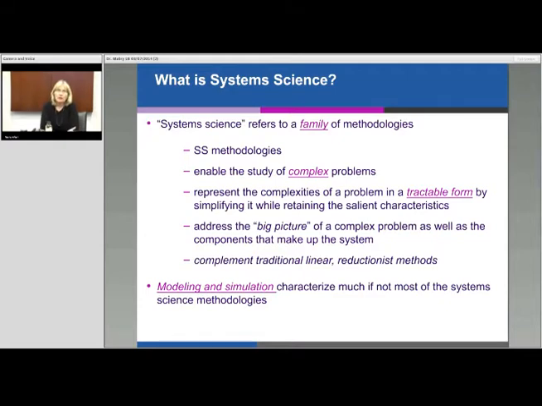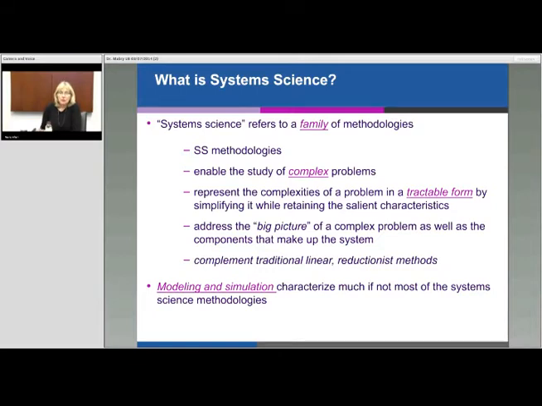These methods address the big picture of a complex problem as well as the components that make up the system. It's important also to note that these complement other methods. I've never been advocating to replace the use of traditional methods in behavioral and social science with system science methods. Rather, I think the system science methods, these methods that deal with complexity, have been underutilized, and I'd like to see them used more.